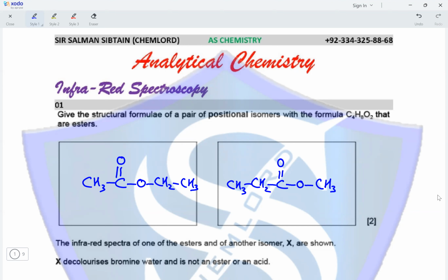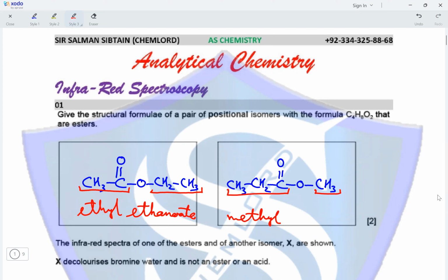The name of these esters would be, in the case of the first one, ethyl ethanoate, because both sides have 2 carbon atoms. And in the case of the second ester, it would be methyl, and there are 3 carbon atoms on this side, so propanoate.